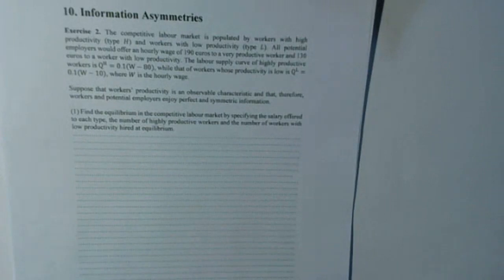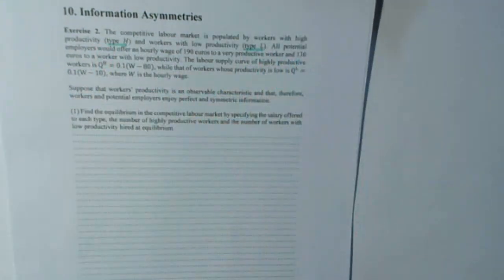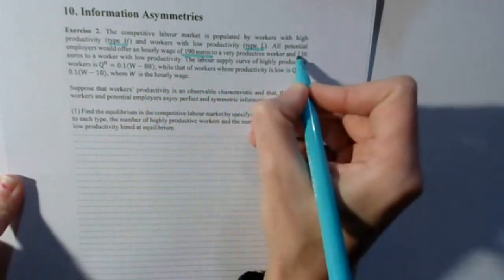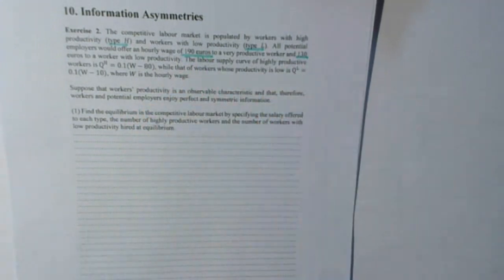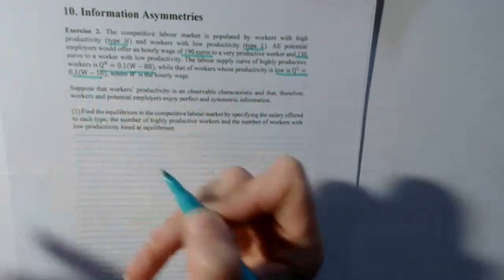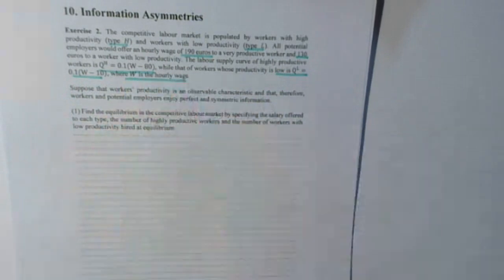Chapter on information asymmetries. So the competitive labor market is populated by workers with high productivity, type H, and workers with low productivity, type L. All potential employers would offer an hourly wage of 190 euros to a very productive worker and 130 to a worker with low productivity. The labor supply curve of highly productive workers is this one, while the one for low productive is this one. Okay, and W obviously is the hourly wage, as usual.